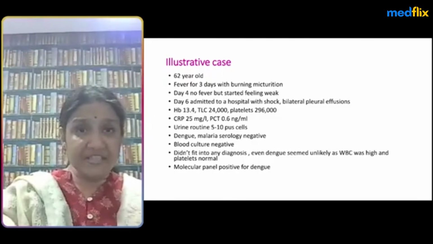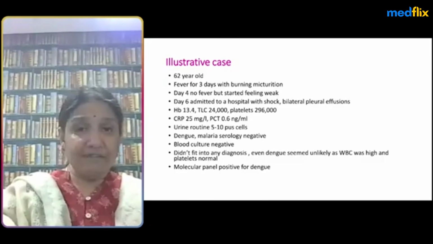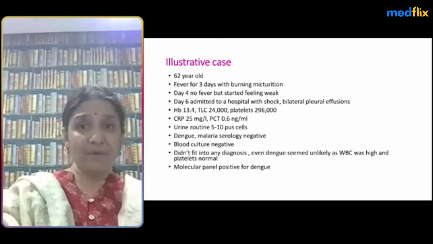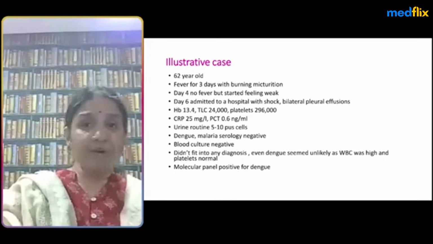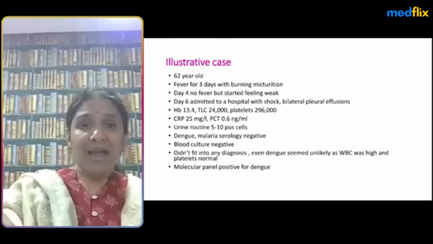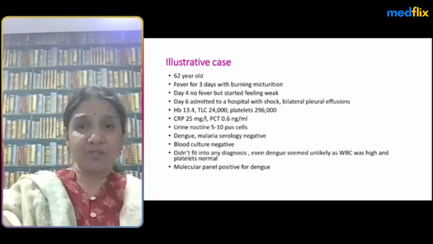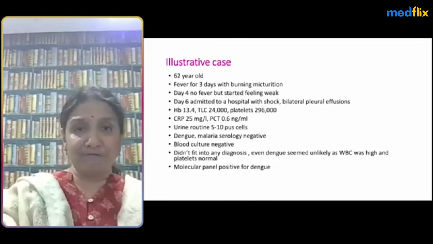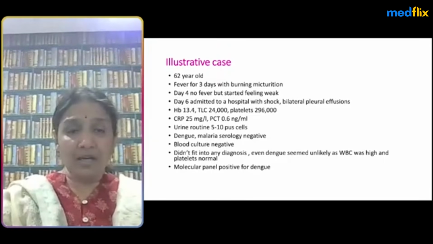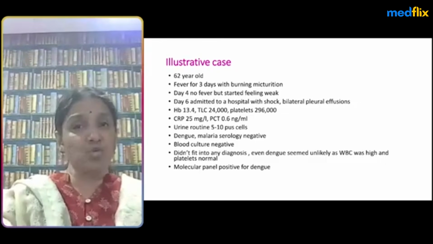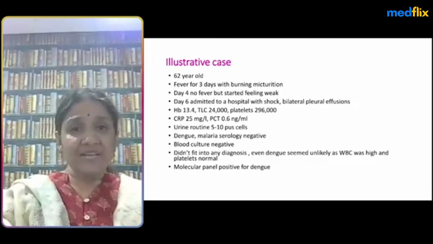For example, a 62-year-old came to us with fever for 3 days with burning micturition. Day 4, he had no fever, but he started feeling weak. And day 6, he was admitted to a hospital with shock and bilateral pleural effusions. And when his counts were done, hemoglobin was 13.4, total count was 24,000 and platelets were 296,000. CRP was normal, Procal was negative. Urine routine was 5 to 10 pus cells.